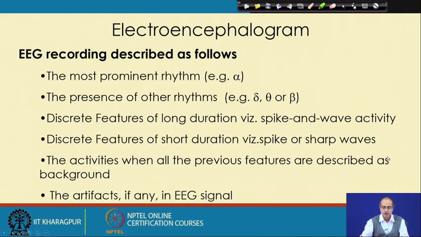Now, let us look at how the whole thing is actually described. When the EEG recording takes place, there is a certain way that reporting is done depending on importance. The first thing that is given is the predominant wave. For example, if the person is awake and relaxed, then we are supposed to get the alpha wave. So, that would be the first description.